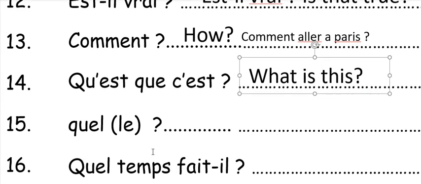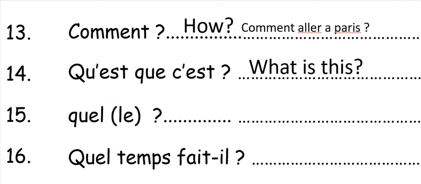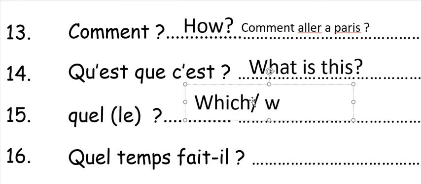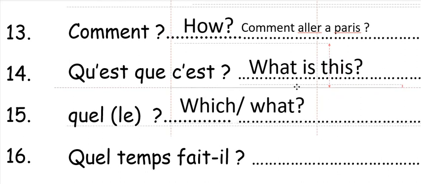Ok, on continue. Quel stands for which or what. For example, quel âge as-tu? How old are you? We can say about which. This one stands for which or what. Quelle maison? Quel appartement? Which house? Which apartment? Quelle voiture? Which car?